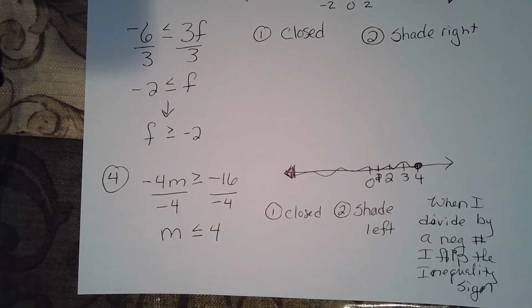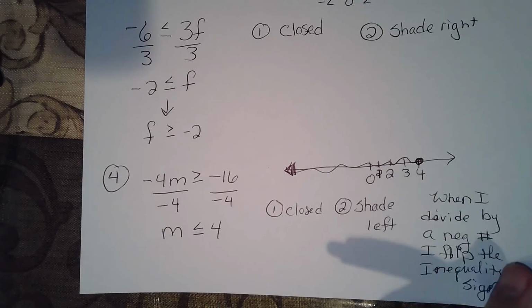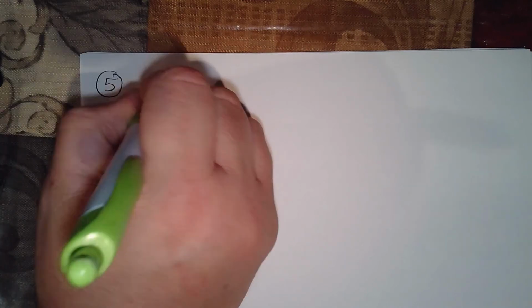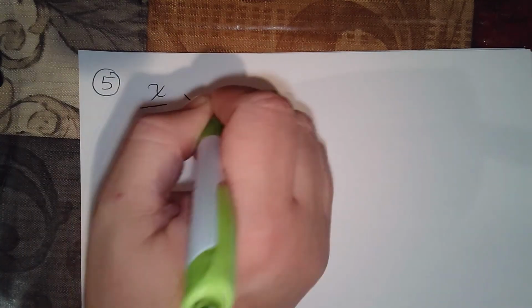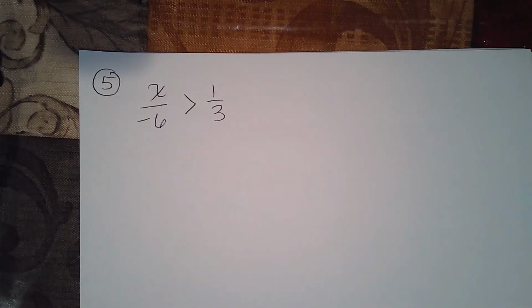All right, so number 5 is a practice of 3 and 4. So take a moment. Let me put it on the overhead, and then I want you to practice doing those two combinations, I should say. So for number 5, you have x over -6 is greater than 1/3. Remember, use the clearing of fractions, but you're going to multiply by a negative number to clear it. Good luck.